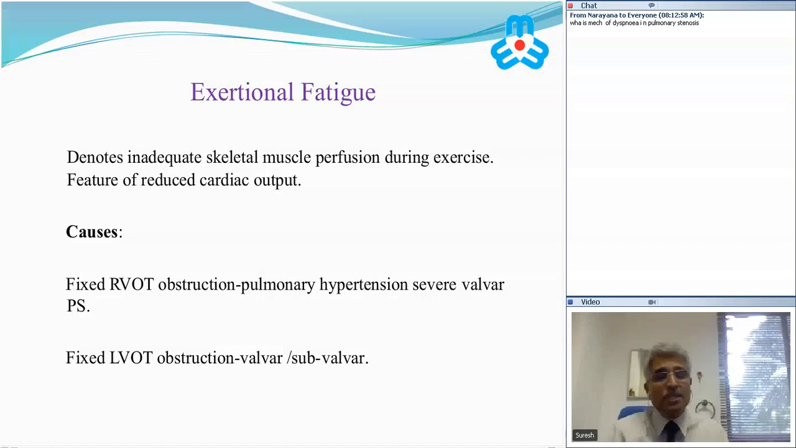This could occur either when there is a fixed RVOT obstruction, like in severe valvar pulmonary stenosis, particularly with suprasystemic RV pressures and right heart failure, or severe pulmonary hypertension, like primary pulmonary hypertension or Eisenmenger syndrome. So in these situations, the right heart is unable to increase its output. On the other hand, on the left side, any fixed LVOT obstruction, which is either valvar or subvalvar, could be the reason for the inability of the left ventricle to raise its output with exercise. And as a result, the muscles get inadequate blood supply and hence fatigue.